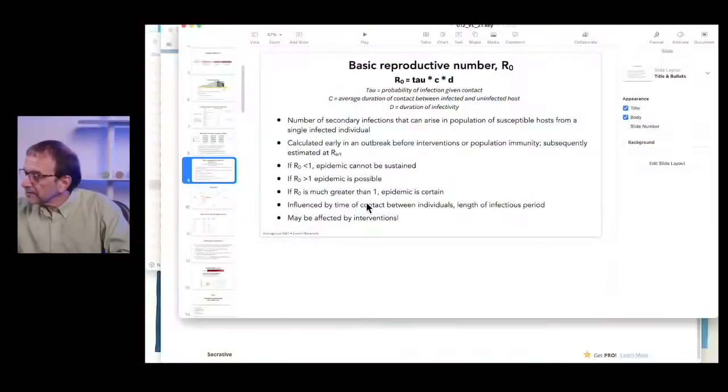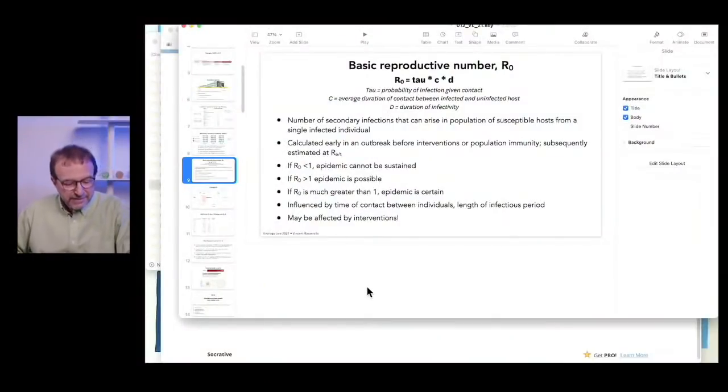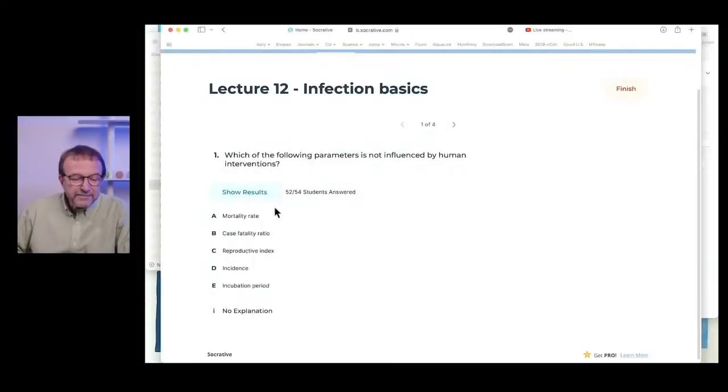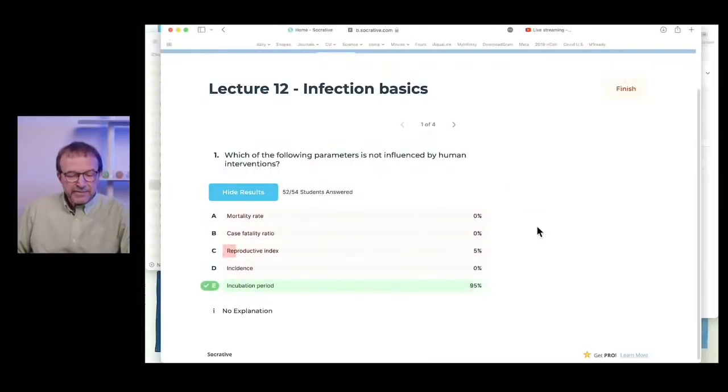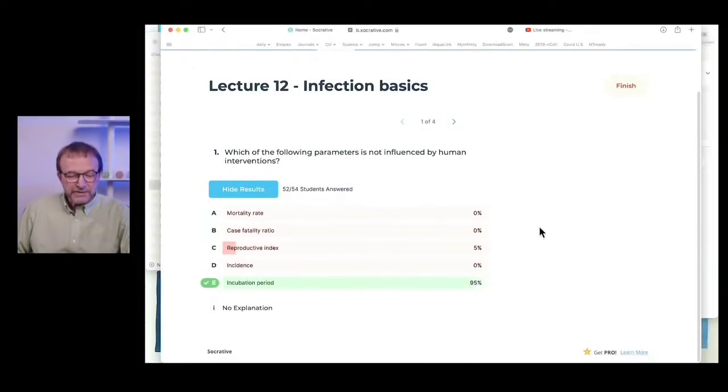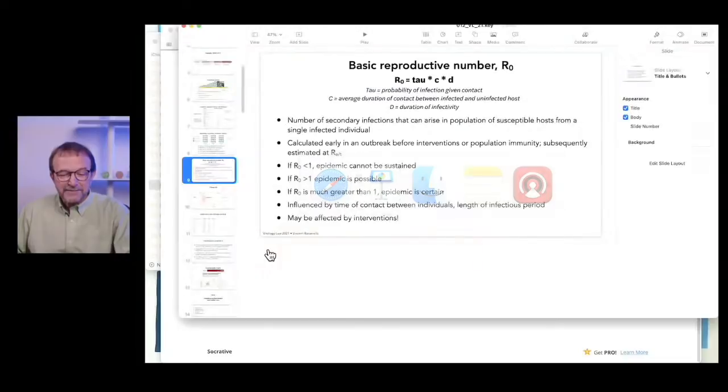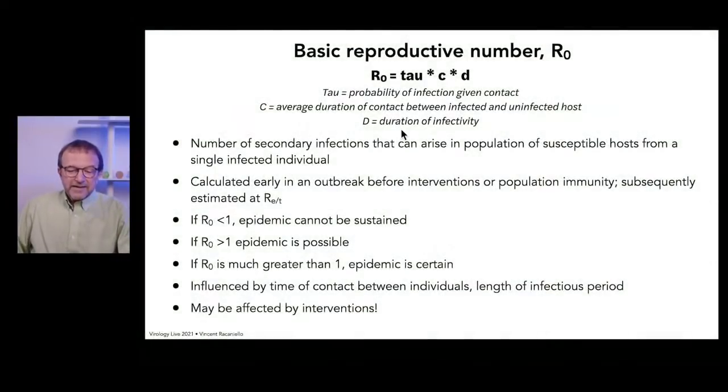Okay, let's see what we did on the quiz now. Let's get back to that. The incubation period is not influenced by human interventions. That's right. Everything else is. Some people said a reproductive index is not. It is. That was one of my main points here. All these things are, except for incubation period. All right.